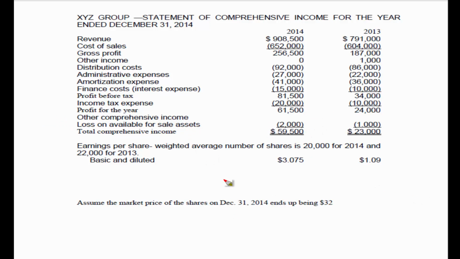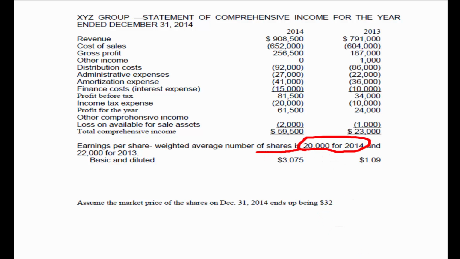Publicly traded companies, and these are companies who have their shares available for the public to purchase, must tell the public how many shares have been purchased by investors. In this case, the number is 20,000 for the year ended 2014.